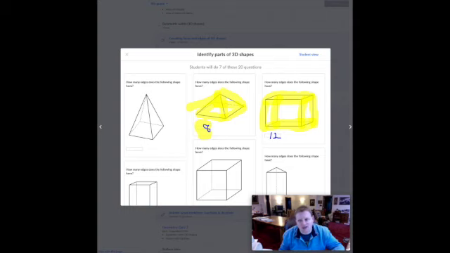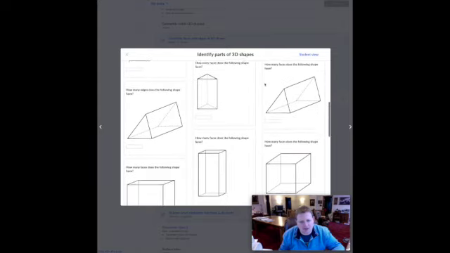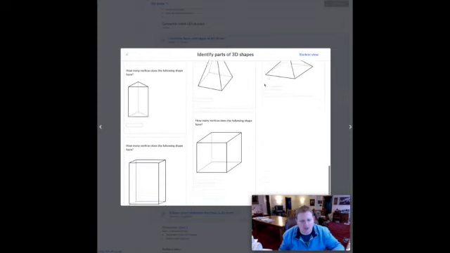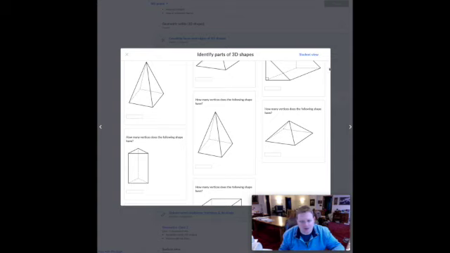Now if it asks you how many corners there are, let's see if it asks you that. Ooh, corners. Where? Oh, that's vertices. Vertices is just a fancy name for corners. And so if we want to count the vertices, it's 1, 2, 3, 4, 5. And that'd be 5 vertices. If I want to count the vertices on this one, 1, 2, 3, 4, 5, 6. That's how many vertices there are.